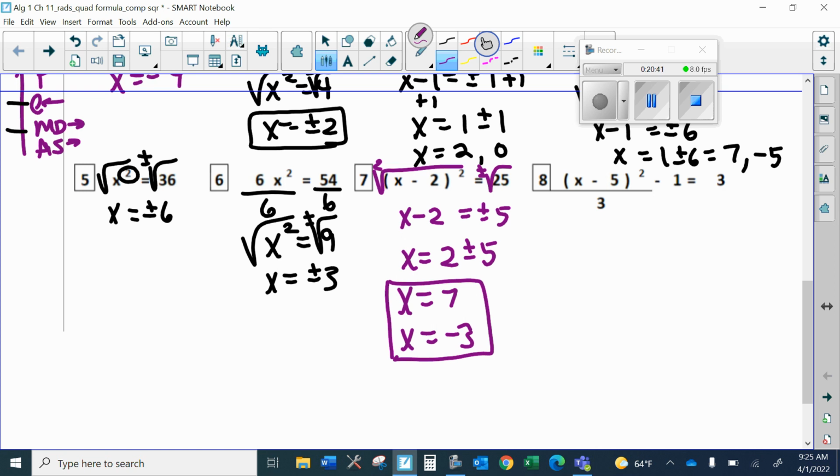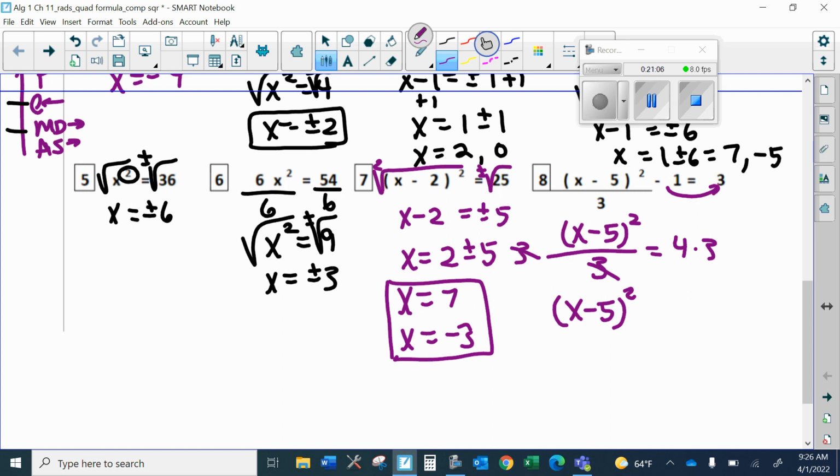Okay, number 8, we need to do add or subtract first. So we're going to add that 1 across. So I have (x minus 5) quantity squared over 3 equals 4. 3 plus 1 is 4. Now I do the opposite of division, which is multiplication. Multiply by 3 on both sides. Cancel that out. Now I have (x minus 5) quantity squared equals 12.